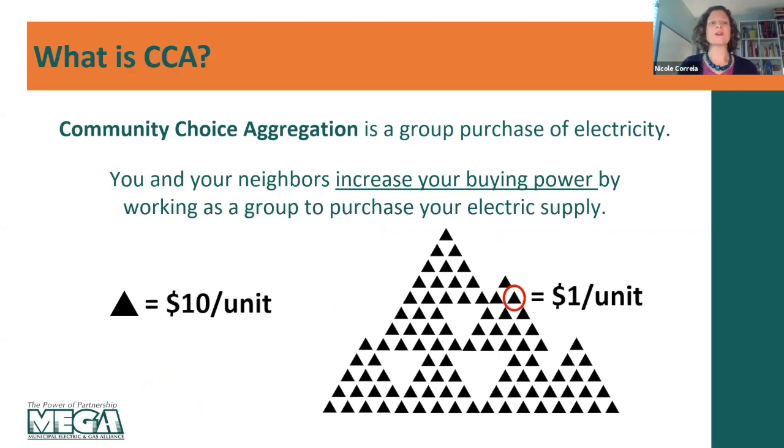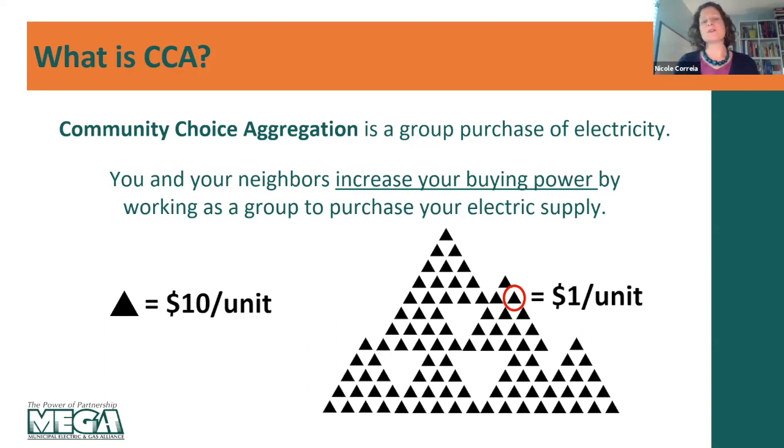So that's MEGA. What you want to know is, what is CCA? What are we talking about here? I'm going to start very broadly, and then we'll drill down a bit as we go along in the presentation. Very broadly, community choice aggregation is about a group purchase of your electricity. So right now, National Grid purchases your electricity kind of on an individual basis. You don't have the power to go out to the market individually to buy that, to bid for that energy.